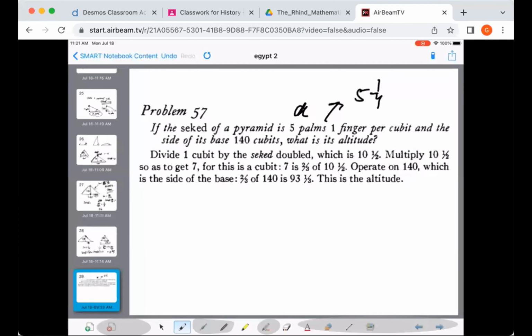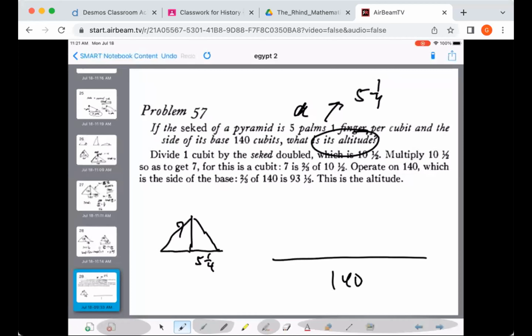So the mini pyramid would look like that. Then they ask, what's the altitude of the real pyramid with the same second that has a base of 140? You could use any method you want. Personally, I would use a proportion, since you're going to use a calculator at the end anyway. So go ahead, calculate out the altitude.